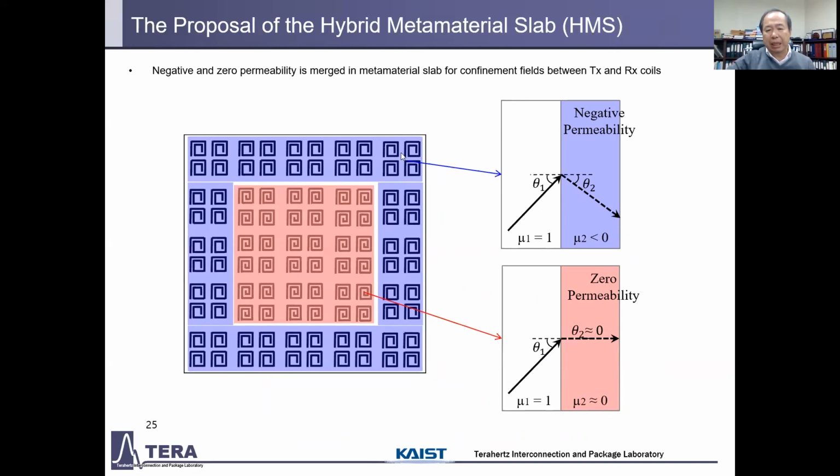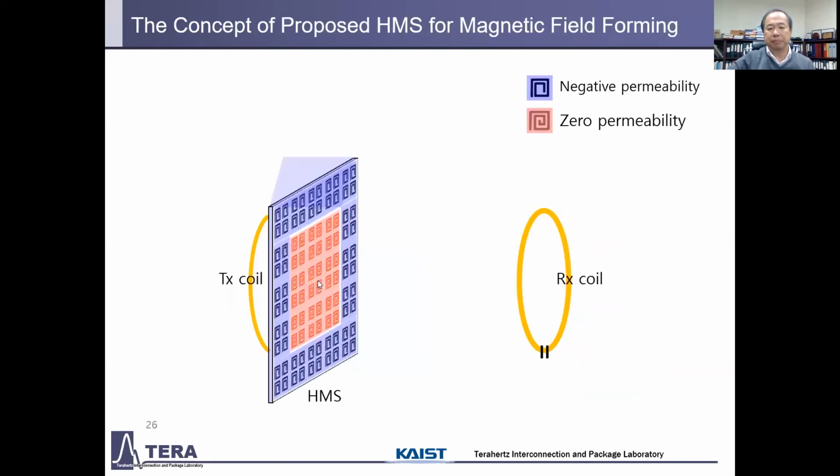Also, we can design a material that has negative magnetic permeability. Then even though the incident angle is in the positive direction, the outgoing magnetic field angle is negative. Usually, if this mu2 is positive, you will have another positive angle, but here it is the opposite angle. So by combining these two metamaterials, we can confine the magnetic field at the center of this PCB. That is the main idea.